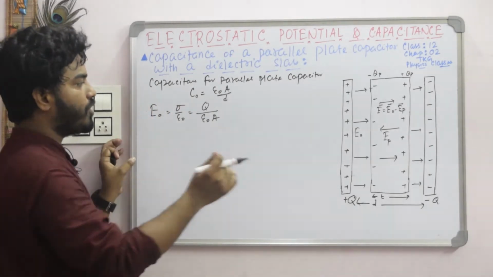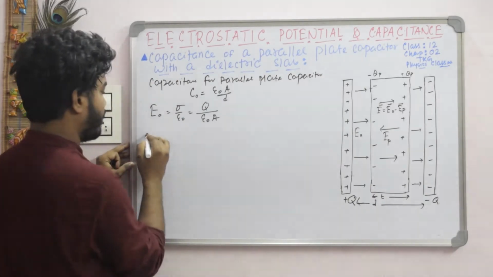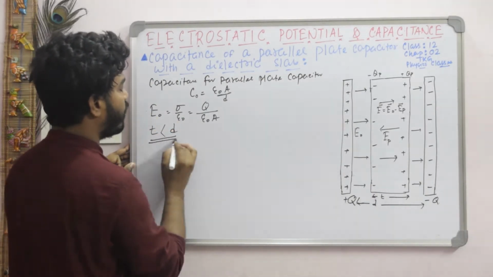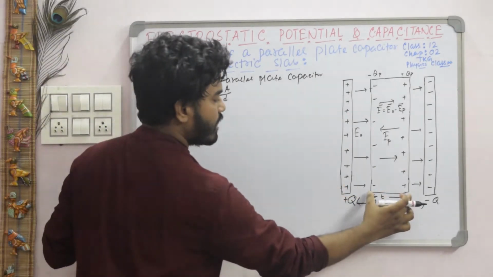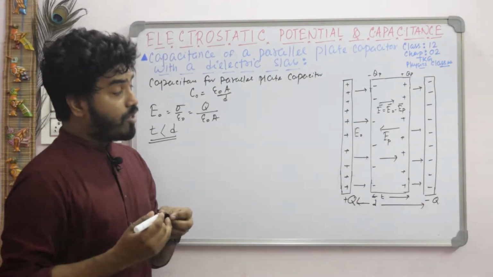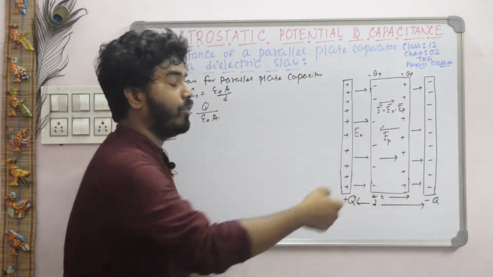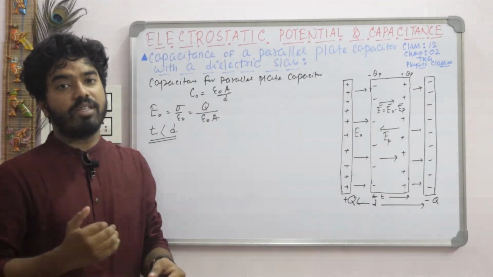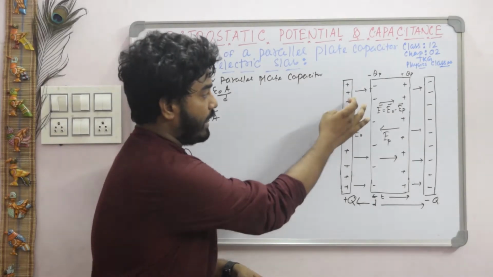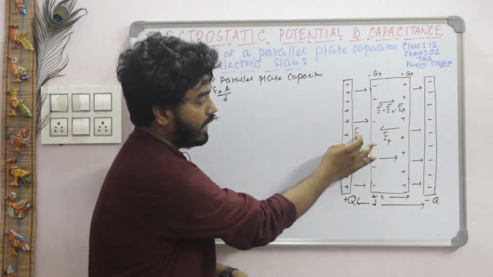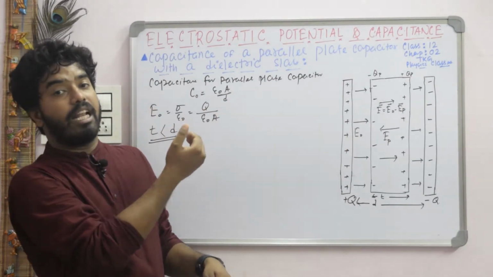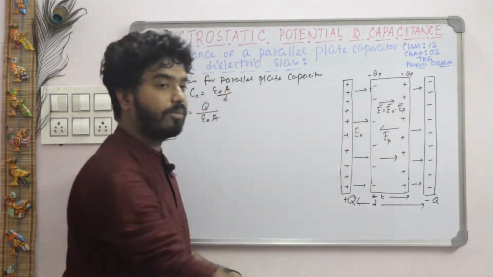Now suppose we introduce a dielectric slab of thickness T, and this T is less than D. This is the condition: T must be less than the separation between the two plates. Now when we introduce a dielectric slab between them, what will happen? Recall the previous class. The electric field inside the parallel plate capacitor, represented by E naught, is directed from the positive to the negative plate.